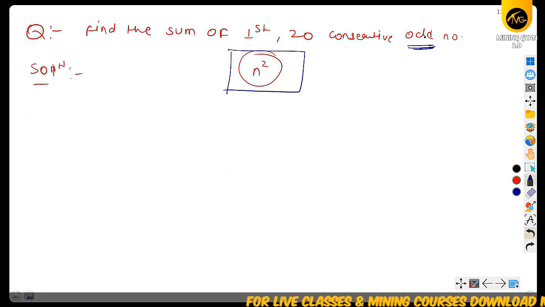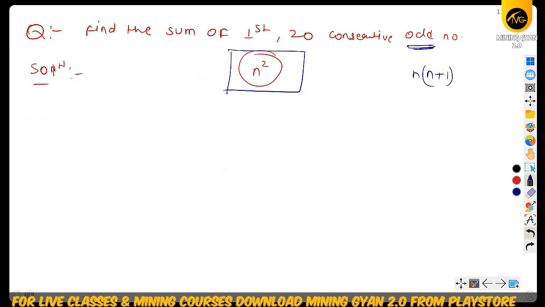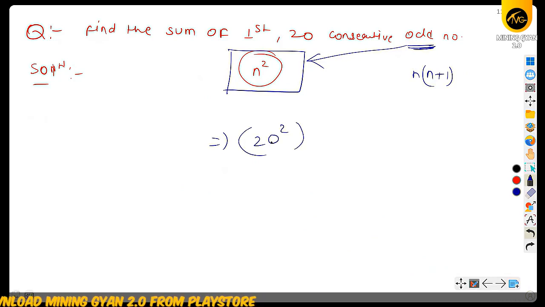In the previous question, for even numbers, we used n into n plus 1, correct, for even numbers. Now for odd numbers, we just use n square. So in this case, 20 square is the answer. What is 20 square? 400.